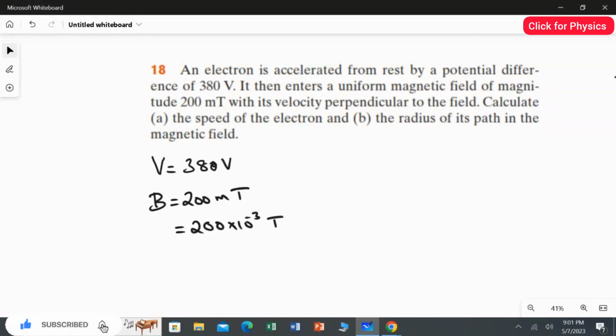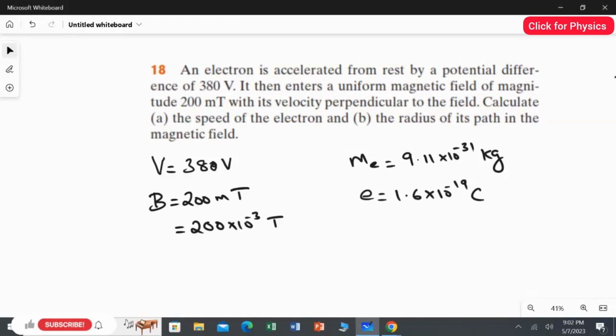But for calculating the speed, we need the mass of the electron, which is a constant value. The mass of the electron, m_e, is 9.11 multiply 10 power minus 31 kilogram. We also need the charge of the electron, because the electron has a negative charge, but let's take the magnitude, which is 1.6 multiply 10 power minus 19 coulomb. We need these two constant values for finding the speed of the electron.